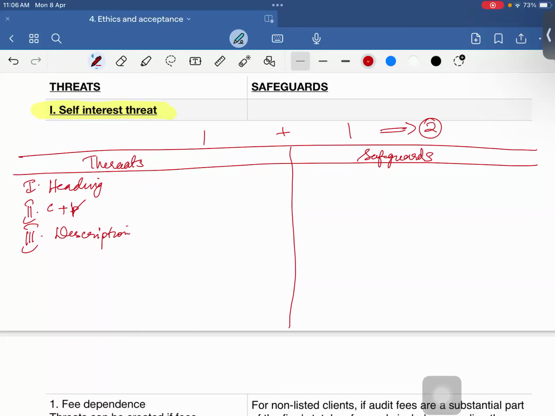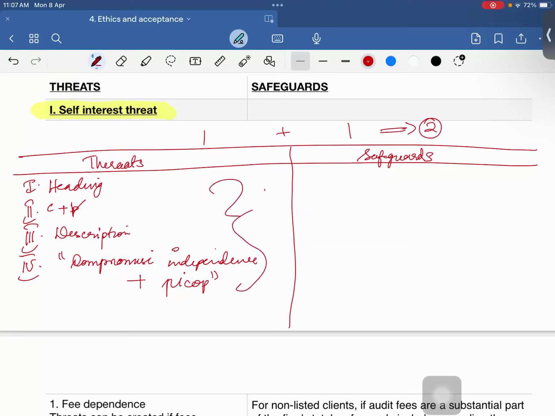Now, the fourth thing you have to do is write this sentence: whatever is happening there is going to compromise independence, plus which among the principles. That means that particular threat is going to harm which principle, which principle would be not abided or not followed if you're going to commit that threat. You write this much and you score 1 mark.